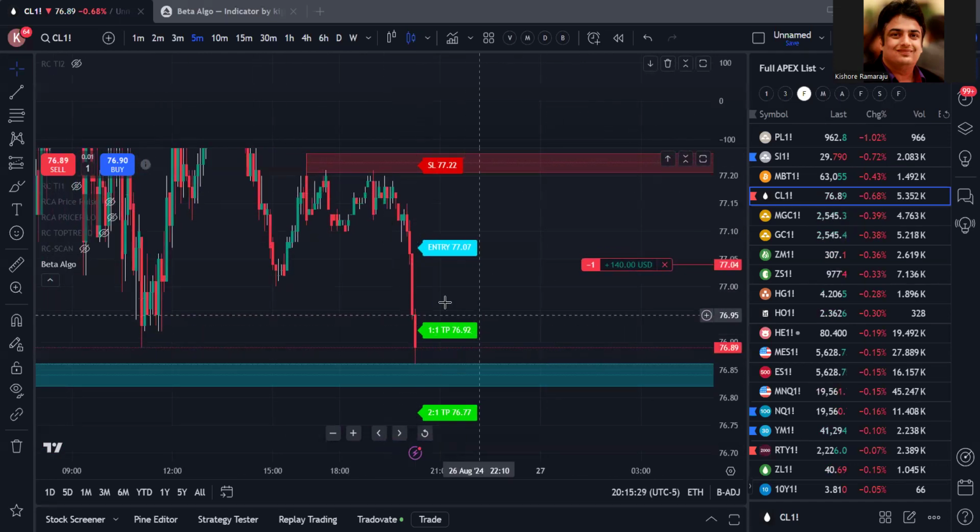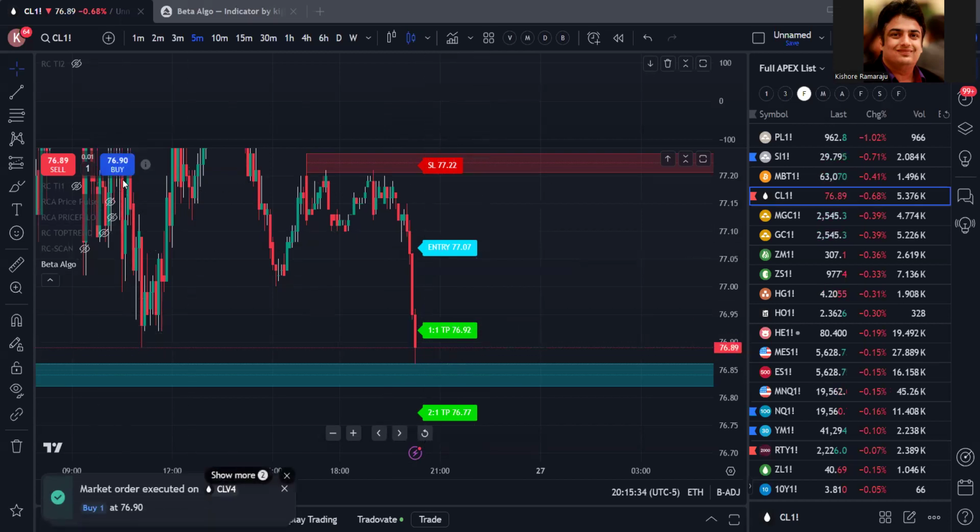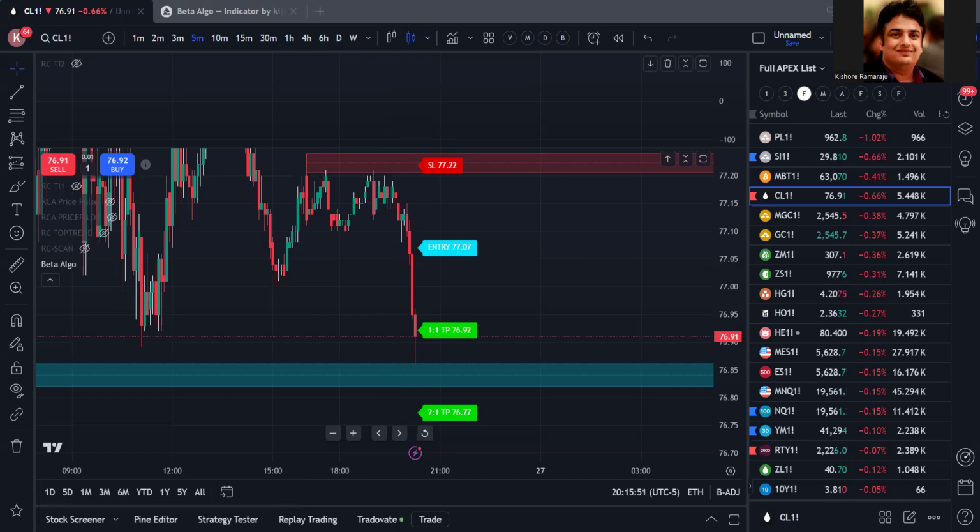When it touched, the target one is done. So if I'm happy, I'll just buy it. That's it. Where is my crude oil? At the same time I'm taking and making profit in my personal account. So at the same time we are doing it in the personal account.